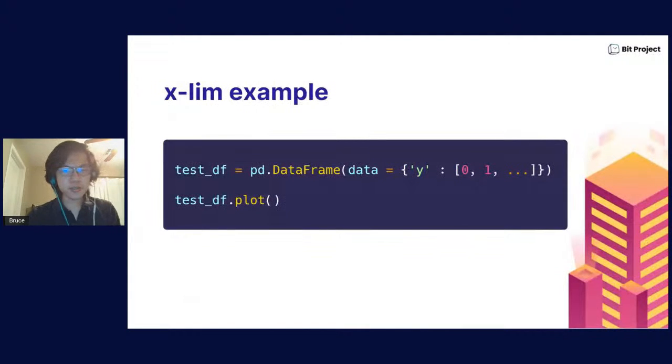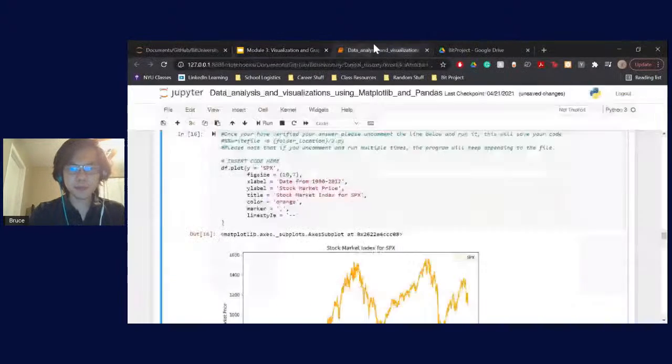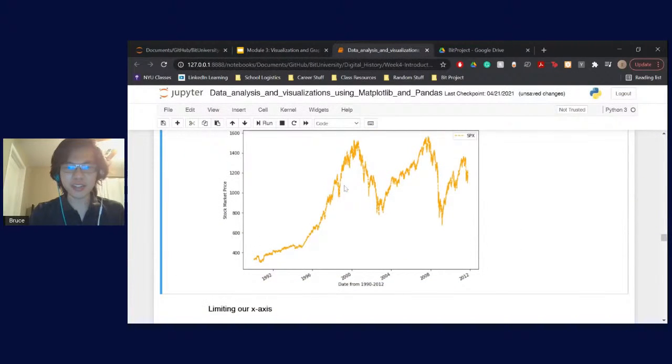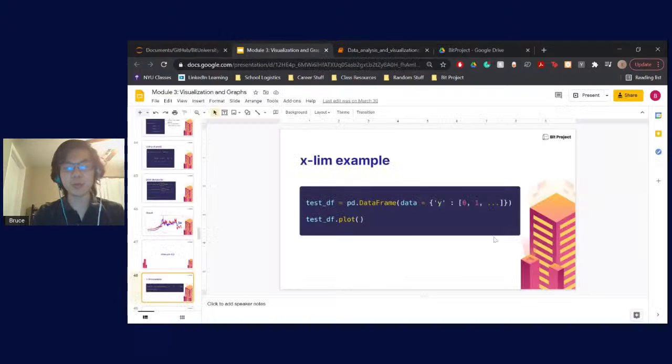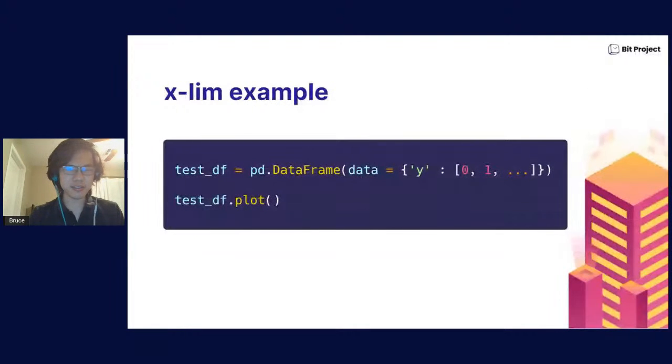Okay. So what if we don't actually want to be looking at all this information? What if we only want to look at the dates from 2000 onwards? Sure. Then we need to be limiting what the x-axis can be. So we have something for that. It's called xlim.